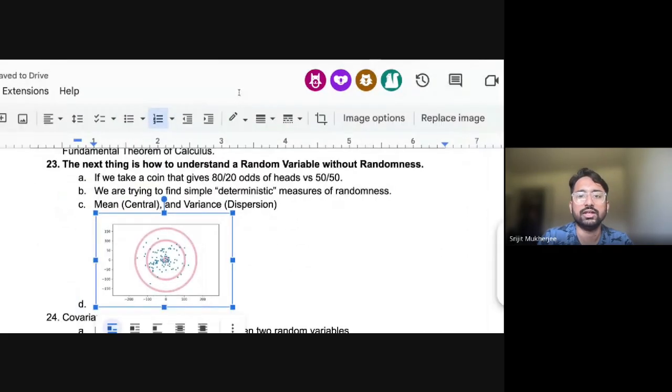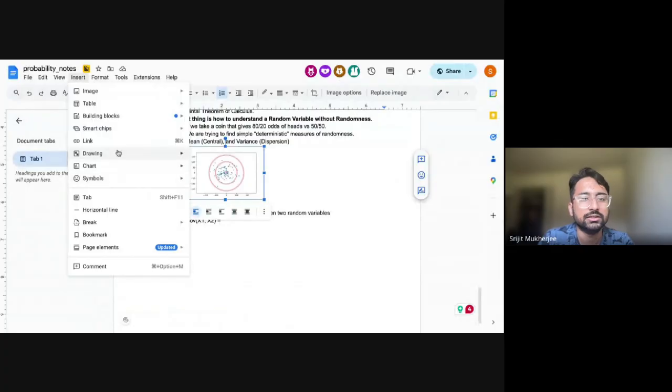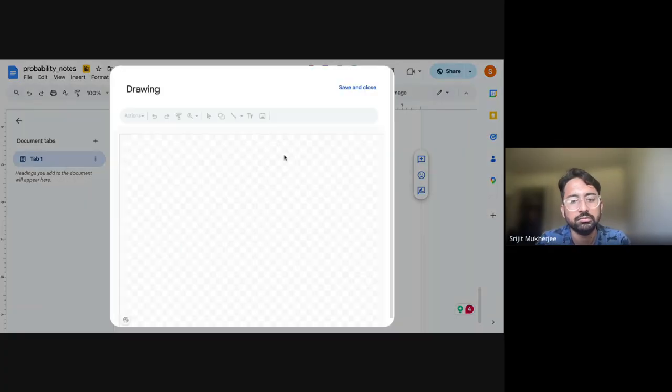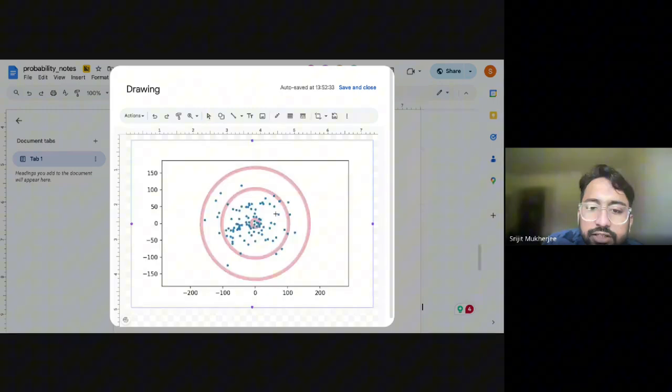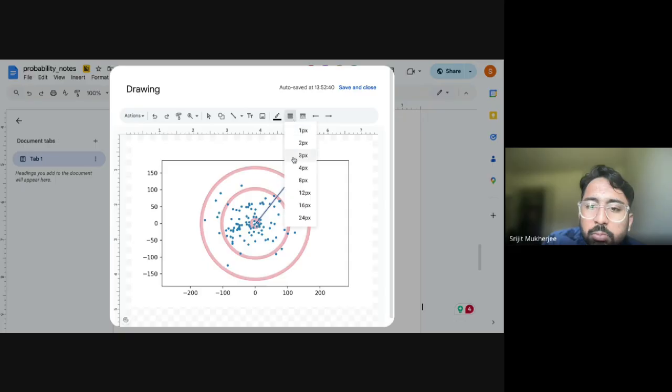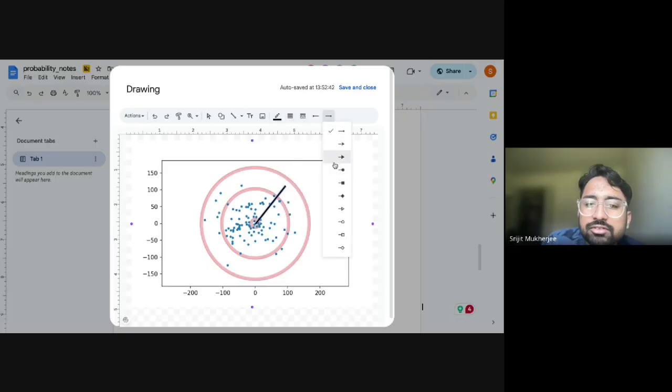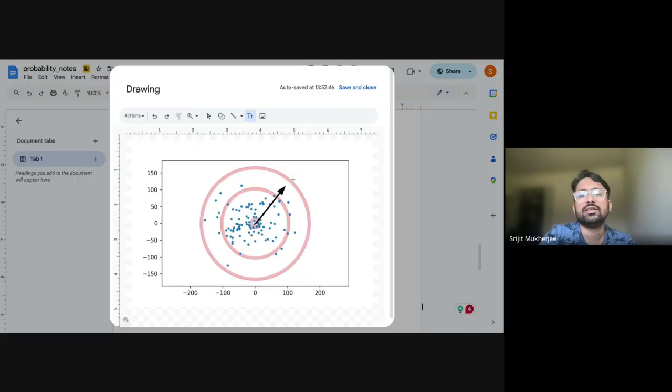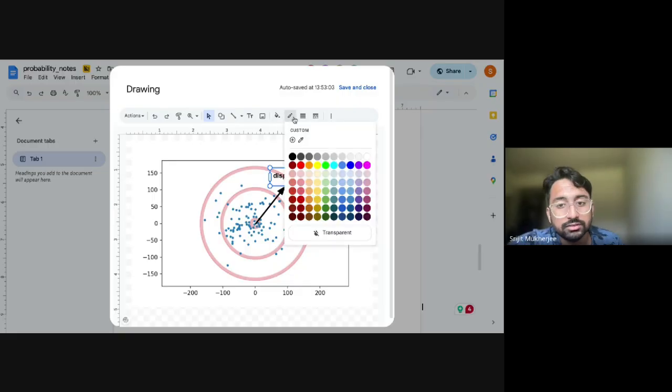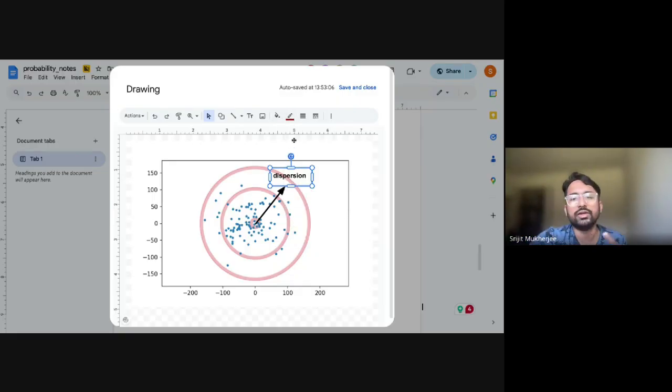Okay, so let's try out something. Let's insert drawing new. So you can think in terms of this as the far away thing, as dispersion, how much dispersed it is all over. I hope you understand what I mean. How much dispersed it is all over.